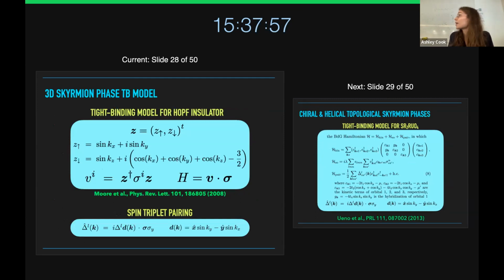Okay, so sorry, this is actually for Piers, and Piers is apparently not here, but he had asked for the tight binding model for the 3D Skyrmion phase. Specifically, that meant I needed to tell him about the tight binding model for the Hopf insulator. So it takes the following form. You have a vector Z, where Z up and Z down take the following form. These correspond to kinetic terms.